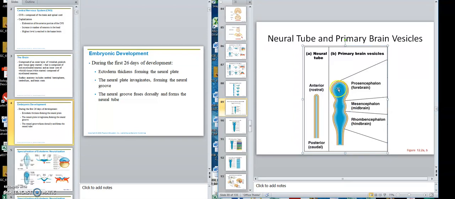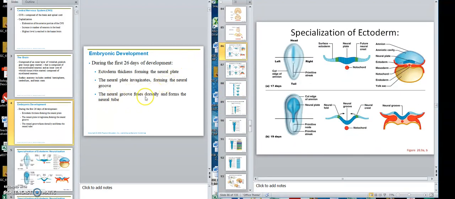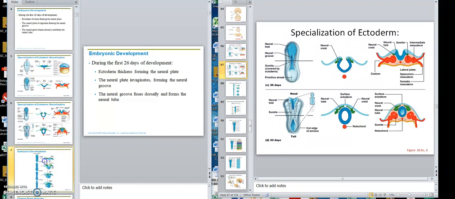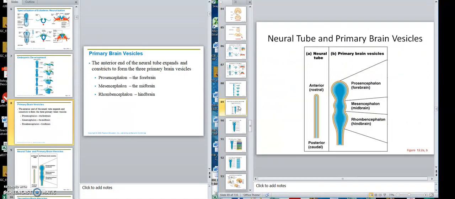Now this is going to further subdivide as time goes on. This one here and this one here. This will stay the same. This forms the midbrain. Okay, so during the first stage, ectoderm thickens, forming the neural plate. The neural plate invaginates to form the neural groove. Let's go back, just being sure we're all on the same page. The neural groove fuses and forms the neural tube we talked about. That's the pictures I showed you. Then we come to the primary brain vesicles, the first swellings: the prosencephalon, mesencephalon, and rhombencephalon. That's the first vesicles to form.